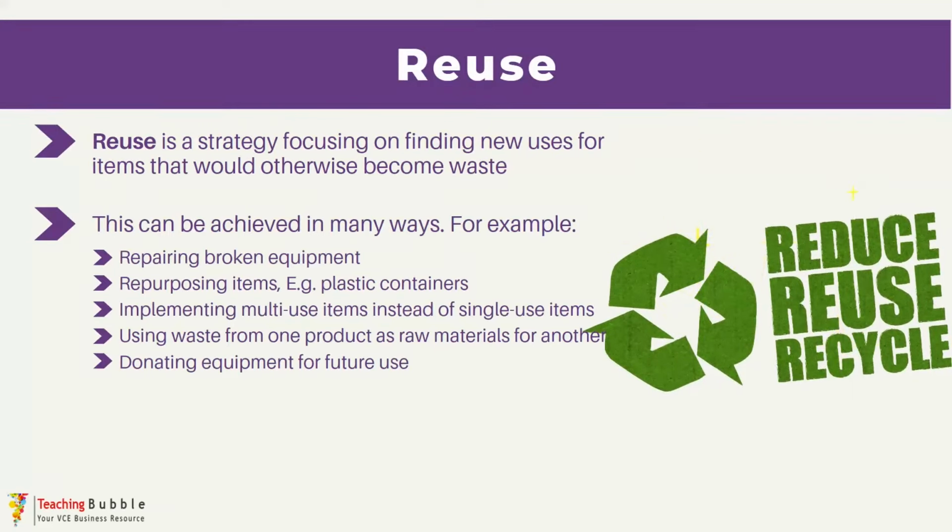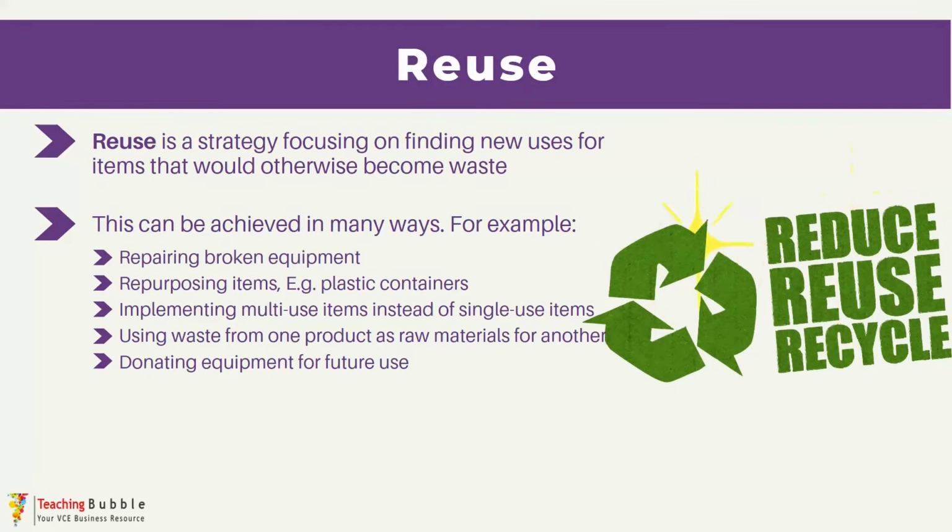So after the business has reduced the materials and resources used and the waste that they've produced, they can then look to explore reusing their materials. So reuse is all about focusing on finding new applications for items that would otherwise become waste. For example, a business could repair broken equipment instead of discarding it and simply replacing it. They could repurpose items such as plastic containers that could be used in other areas of the business. They could make use of multi-use items instead of having single-use items that are used once and then discarded, and the multi-use items can be used over and over again.